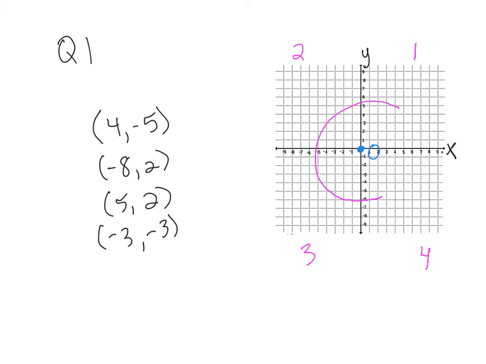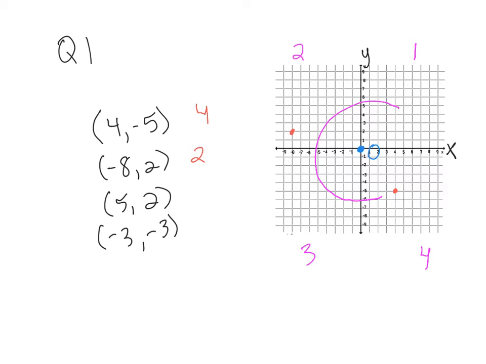The last part of question 1 is asking you to figure out what quadrant these different points would be in. For example, 4, -5, if I went to plot that, I would have to go to the right 4 from the origin, and then down to -5. So it'd be right here, and that would be quadrant 4. The second point, you'd have to go to the left to -8 and then up 2. That would be part of quadrant 2.